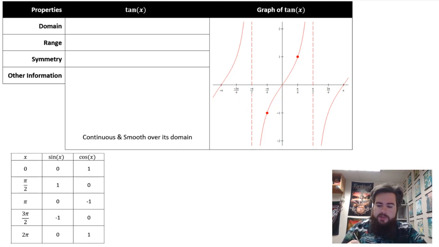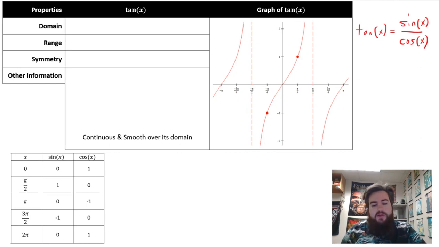For example, the quotient identity for tangent of x is that tangent of x is equal to sine of x over cosine of x. Meaning, if we know the values of sine and cosine at particular angle measures, then we can determine the values for tangent.